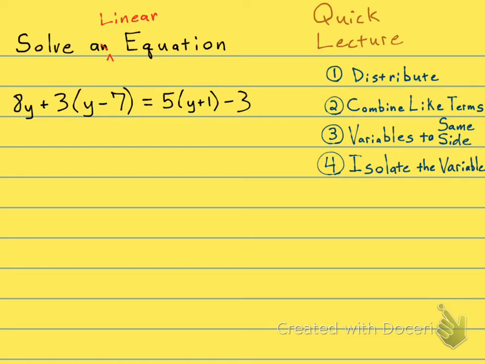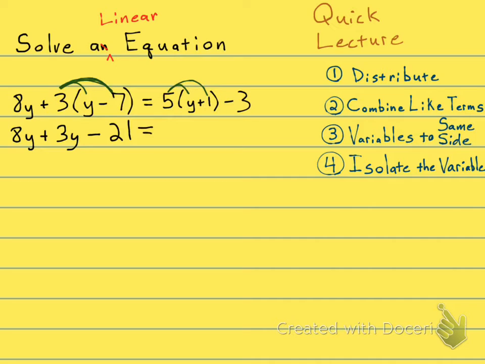Okay, so let's go ahead and do it. Distribute. I'm going to distribute the 3, then I'm going to distribute the 5. Okay, so I'll have 8y plus 3 times y is 3y. Okay, and then I have plus 3 times negative 7. A positive times a negative is a minus. 3 times 7 is 21. So I distributed the 3.